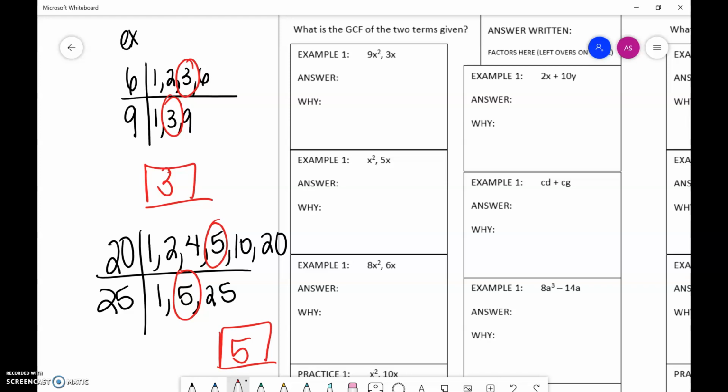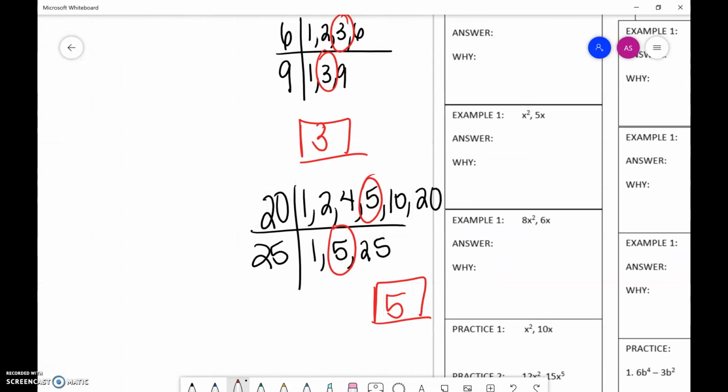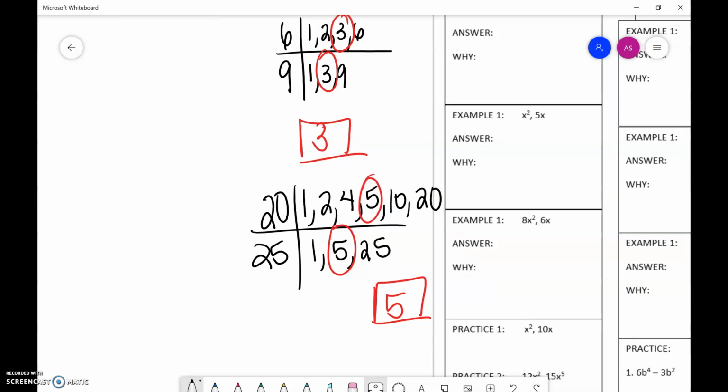So what you're going to see in the activity that we're doing is we have variables. Of course, this is algebra. You know, we're going to add letters in this at some point. So let's say I gave you x squared and I gave you x.